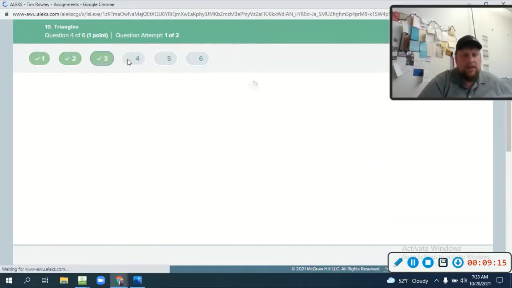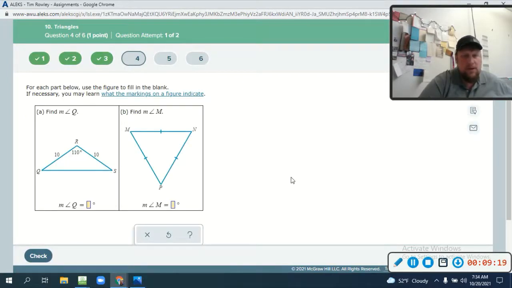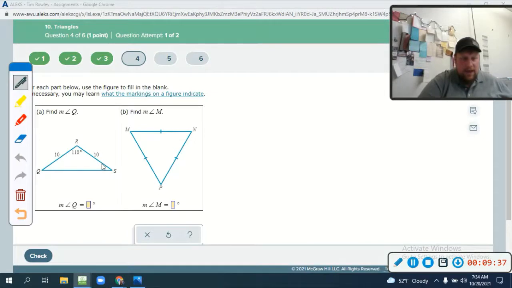And then let's take a look at 4. This one's exciting. I like this one. We're going to actually do some math on this one. We're going to use what we know. So we talked about this a couple days ago, where if we have sides that are the same, what kind of triangle is this? It's isosceles. And if it's an isosceles triangle, we know something about their angles. I know that angle S and angle Q are going to be the same.